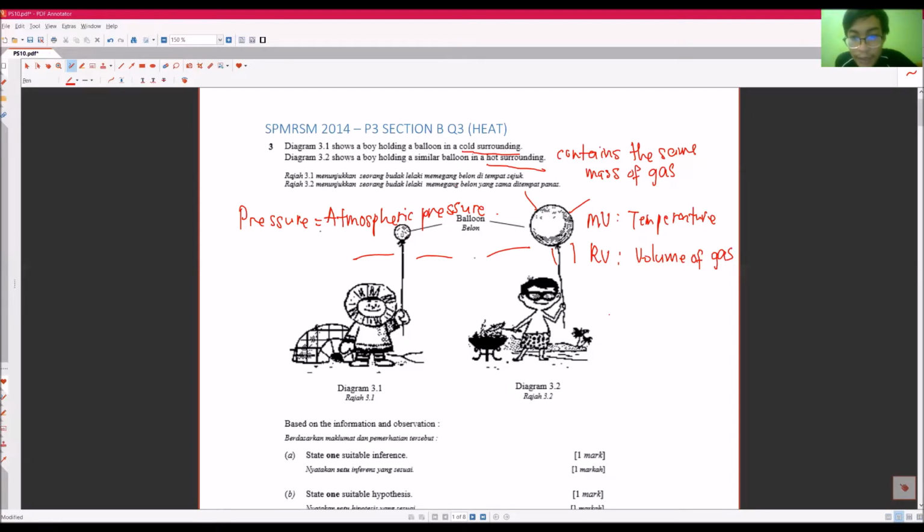If you see a container of fixed volume, then there exists some kind of gauge, like a Bourdon gauge, or a manometer. Then you can say that it is pressure. So in order to recognize pressure as the variable, there must be some kind of measuring instrument in the picture. Otherwise, you cannot know. Okay, so let's start.